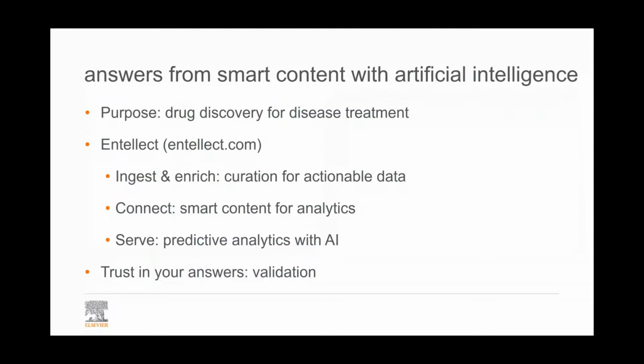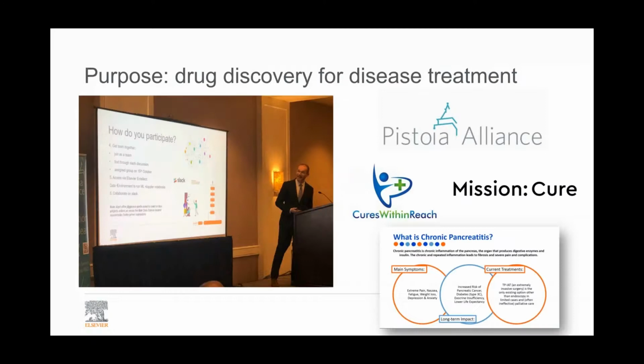So I'll very quickly talk about the use of smart content for artificial intelligence and the Datathon which we're working on. I presented and launched the Datathon in Boston back in October, and we're working with Cures Within Reach and Mission Cure and a pre-competitive pharma organization called Pistoia Alliance. I won't talk too much about the partners here. It's something you can follow up on. I'm conscious of time. But we're working on chronic pancreatitis as the disease of interest.